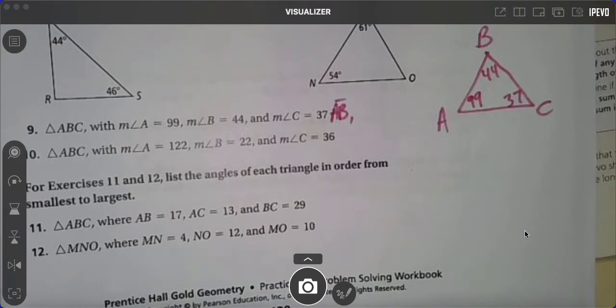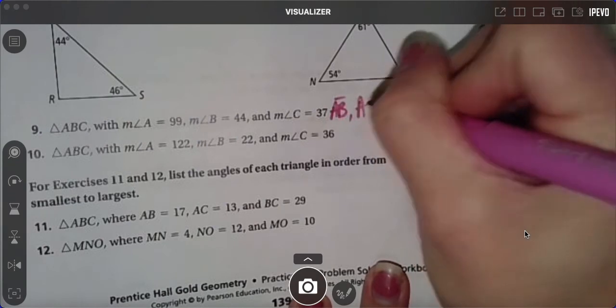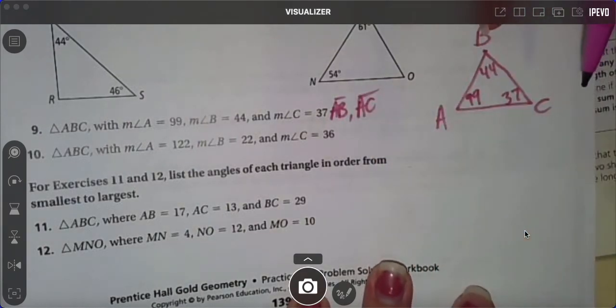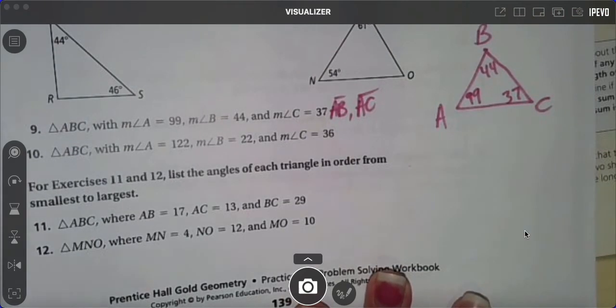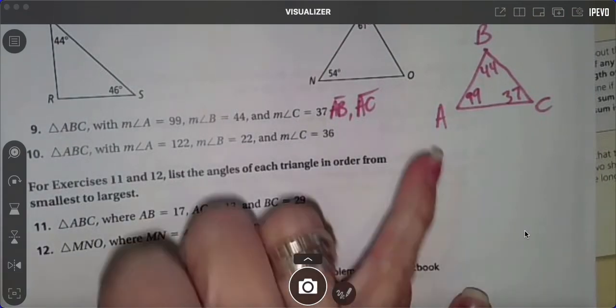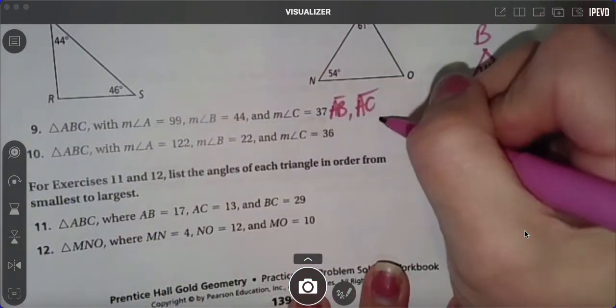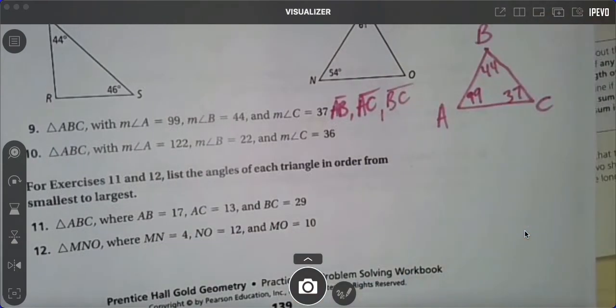Then what's my next angle? The 44, which is AC. Very good. Think of just shining a flashlight from that angle. What wall would it hit? AC. Okay, and then my last one is going to be from the 99, so that's what? BC. Is everybody okay with that?